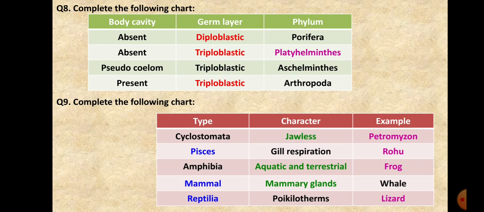Amphibia, they are aquatic and terrestrial, example is frog. Mammal, they have the mammary glands, which is the most important characteristic of Mammalia, and the example is whale. Human being, okay, there are so many examples. Reptilia, they are poikilotherms, or cold-blooded animals, and the example is lizard.